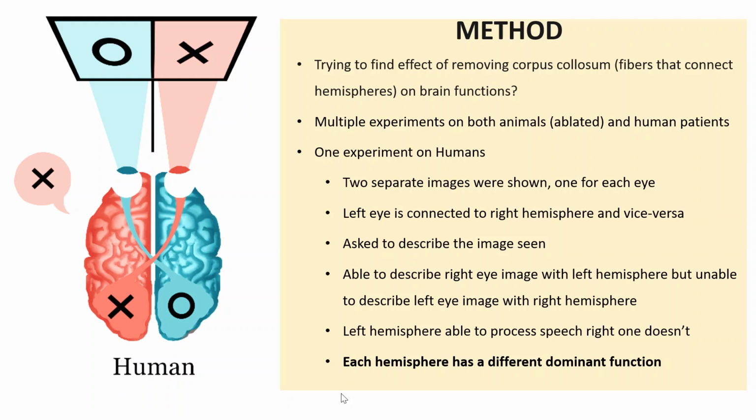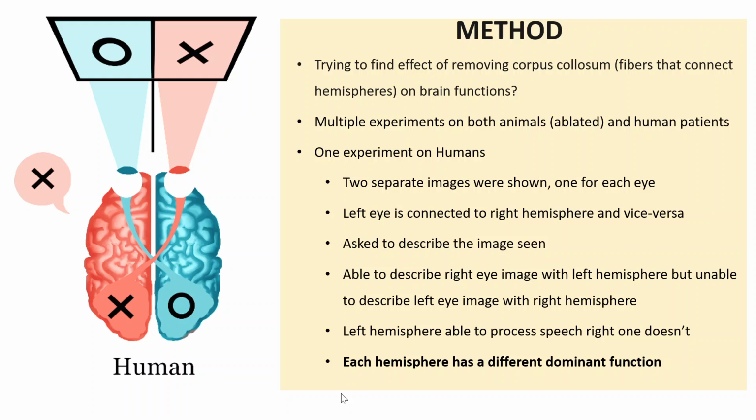He found out that the left hemisphere is able to process speech, but the right one is not. So how? Okay, what he saw with the right eye, and we also know that the left frontal cortex, the Broca's region, is related to speech production, is on the left hemisphere. It can produce speech, but the right hemisphere cannot. He was like, okay, so each hemisphere is dominant in a certain function. So the left hemisphere is dominant in speech production, and the right hemisphere may be associated with other functions.